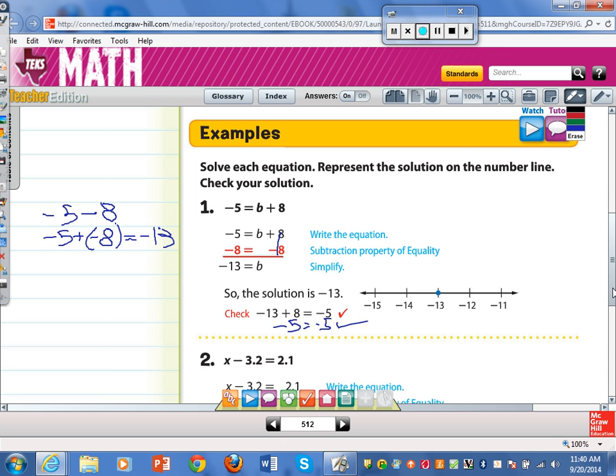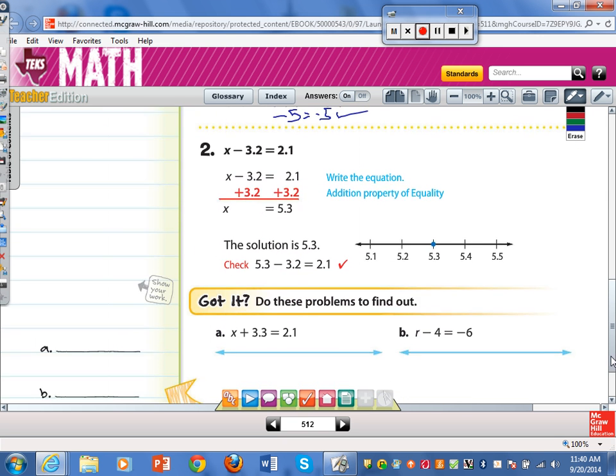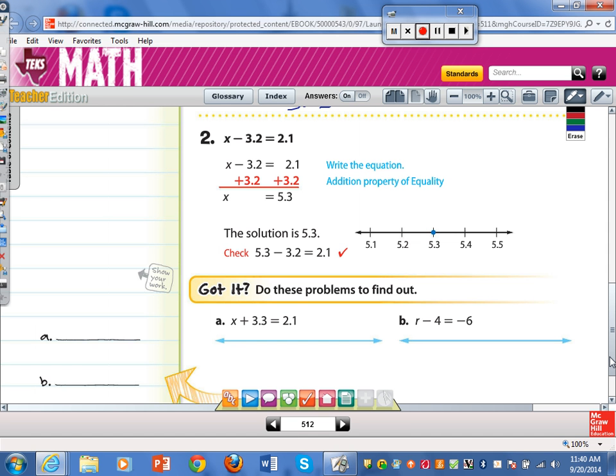All right, example number 2. In this case, you've got the variable x minus 3.2 equals 2.1. Well, if you take a look at the side where the variable is, you know that they're subtracting 3.2 from the left side. In order to get rid of this minus 3.2, now you can use the addition property of equality, which means that since they're subtracting 3.2, we can add 3.2 to both sides and we'll still get a true statement.